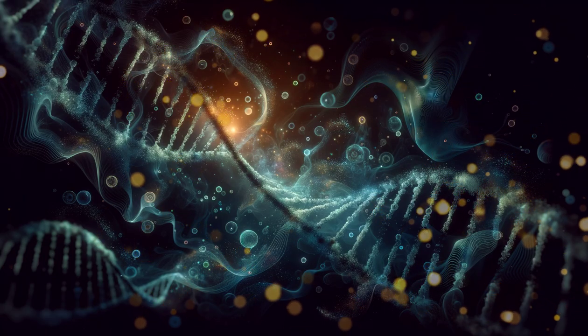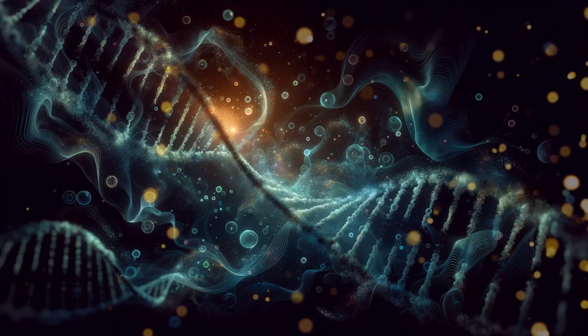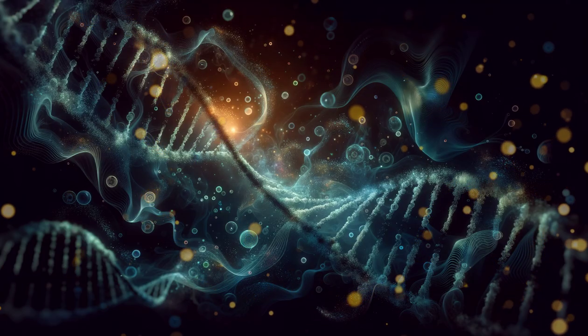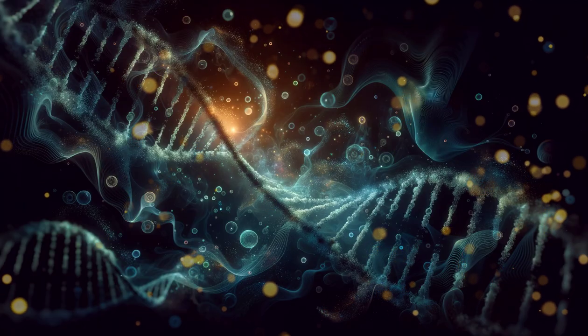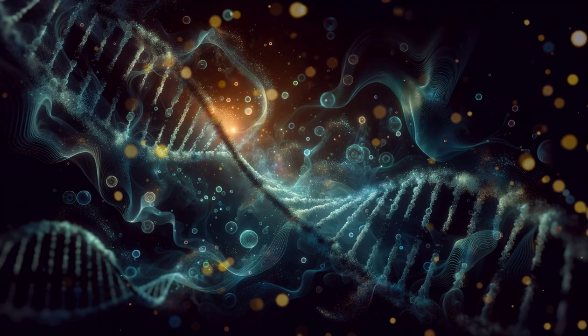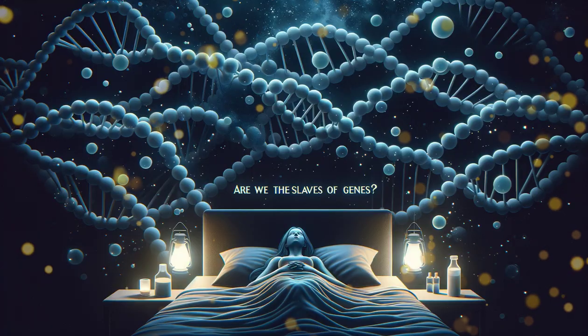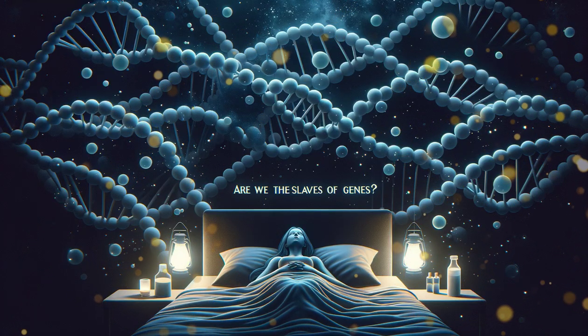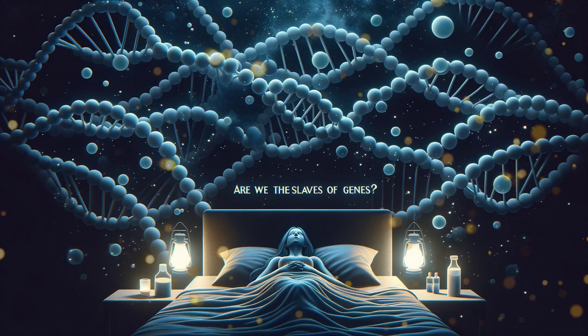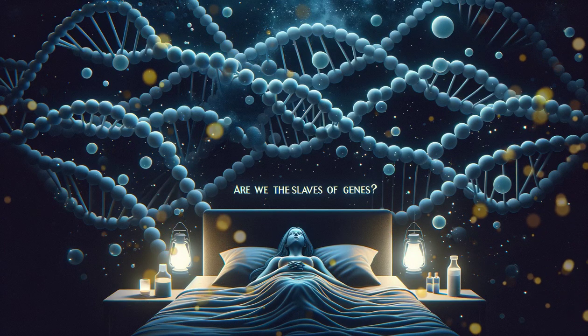Dawkins' insights challenge us to rethink our understanding of inheritance. It is not a straightforward transfer of traits from parent to child, but a complex interplay of genetic and cultural forces. The implications are profound. Our identities are not merely a reflection of our biological makeup, but are also shaped by the memes we encounter and adopt throughout our lives.